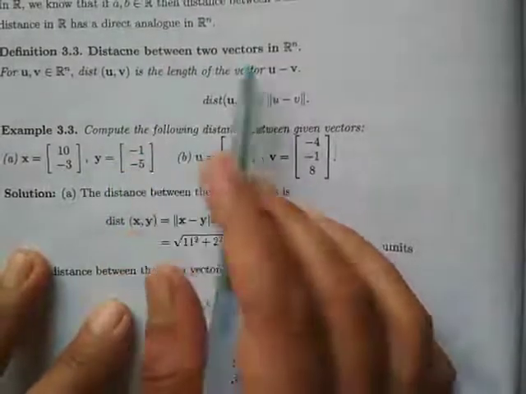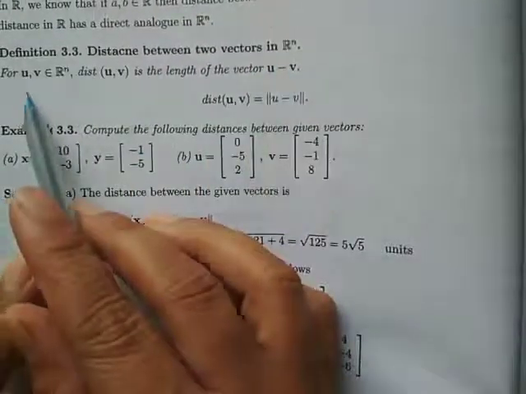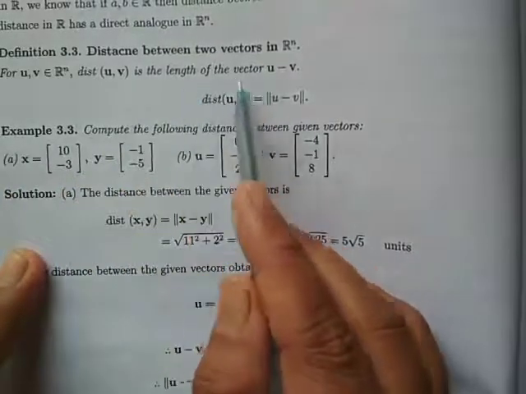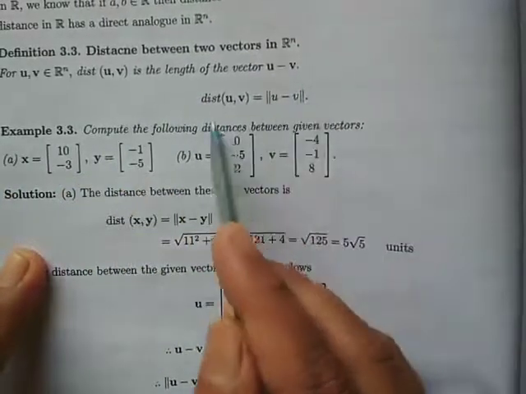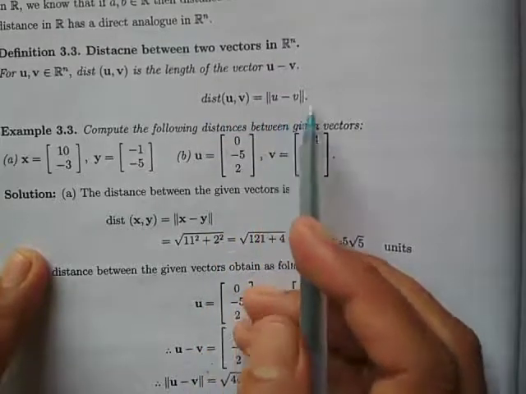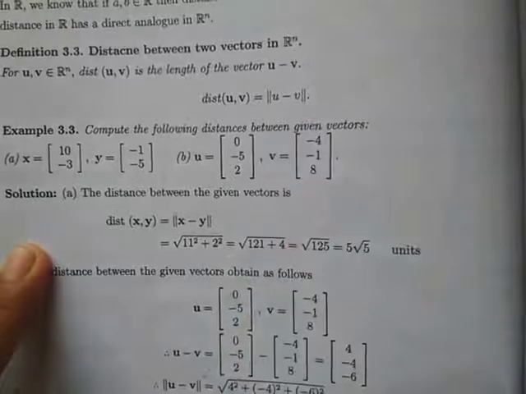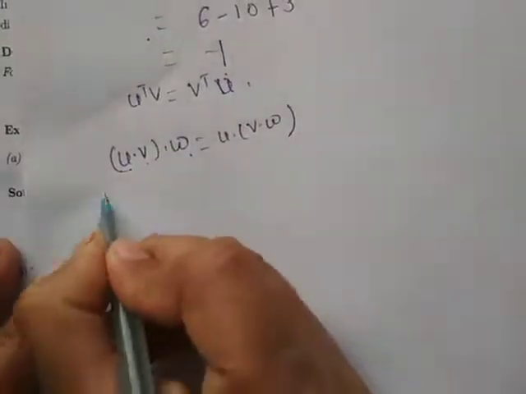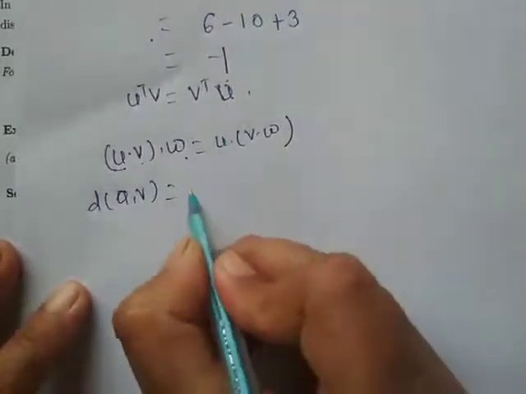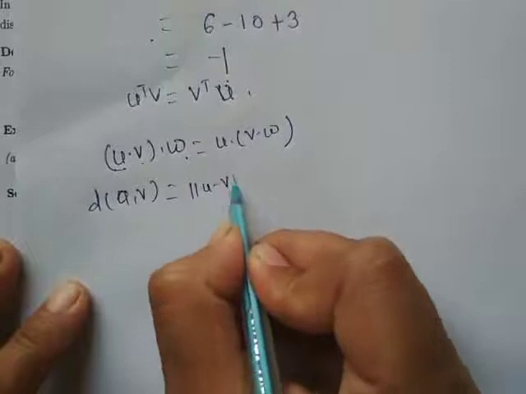Distance between two vectors in Rn. For u, v belonging to Rn, the distance between u and v is the length of the vector u minus v. So the distance between u and v is equal to norm of u minus v.